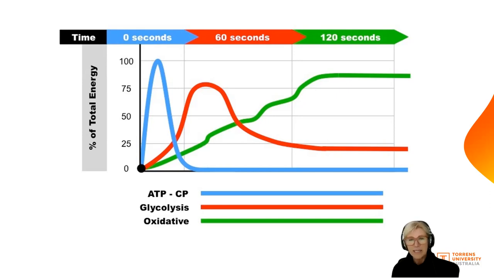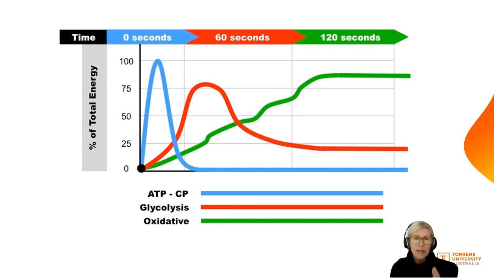Now, all of these systems, as you can see, are working together. But as you follow that blue line, in really high intensity exercise, the first 10 to 15 seconds is going to be using this system. The system doesn't last very long because you can't keep the intensity up. If you were doing, say, squat jumps, you can't keep the same height for, let's say, 5 minutes. It's not possible. You'll start to diminish. You won't be able to get that same height and intensity.